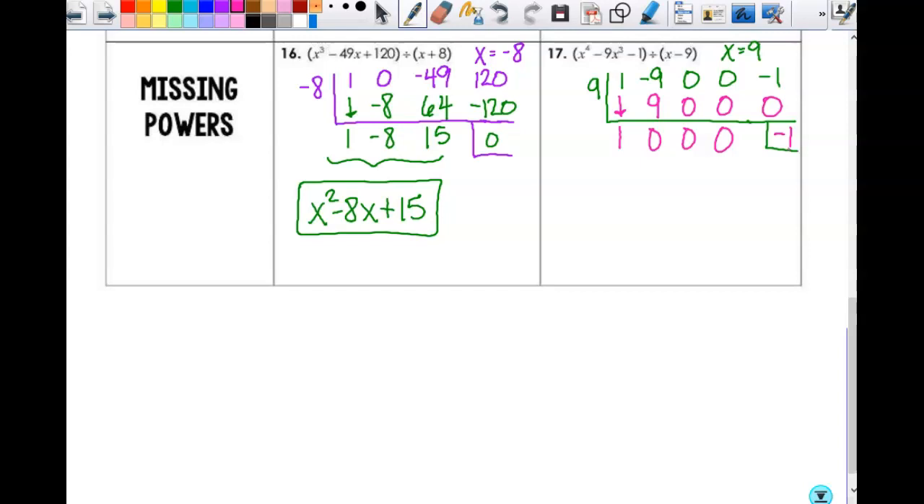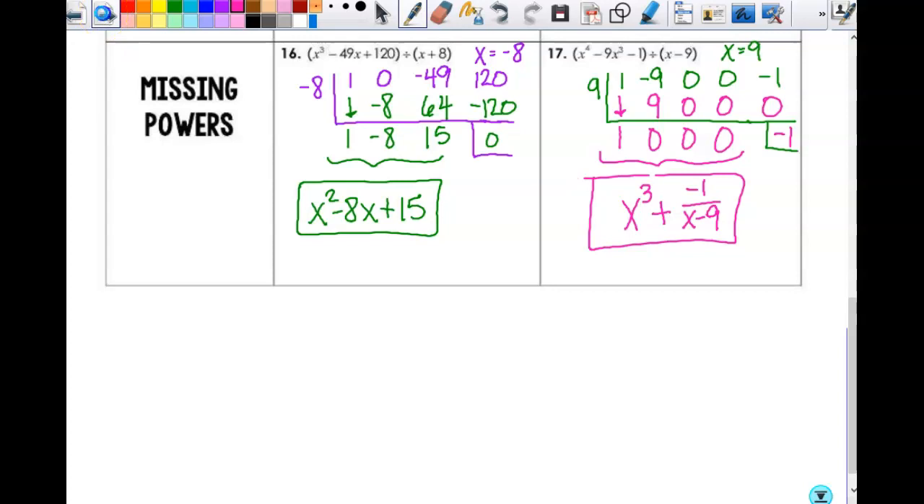Okay, so did we all get this far? See how we have 4 numbers down there? I mean, the zeros count as numbers. 4 of them, that means it's an x cubed. So this is the coefficient for x cubed. There's not an x squared, not an x, and not a constant, just a remainder. So we'd have plus negative 1 over what? x minus 9. There you go. Okay, we good? Awesome. Careful with those missing factors.